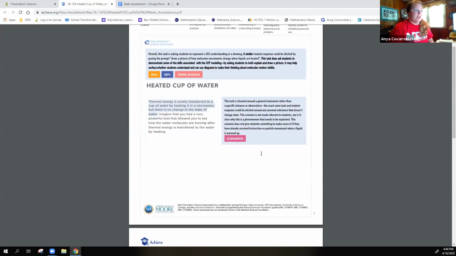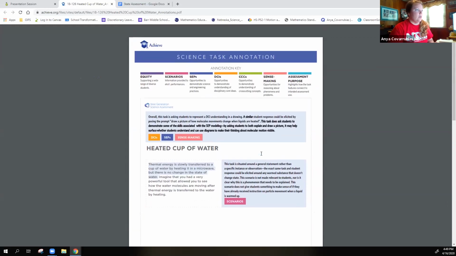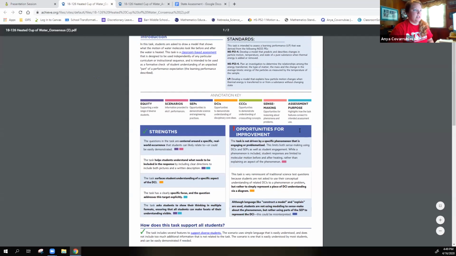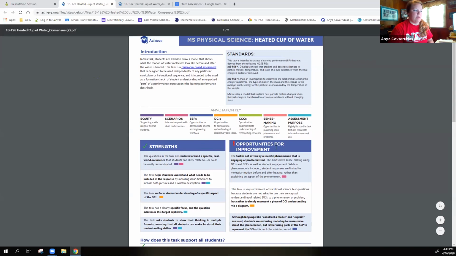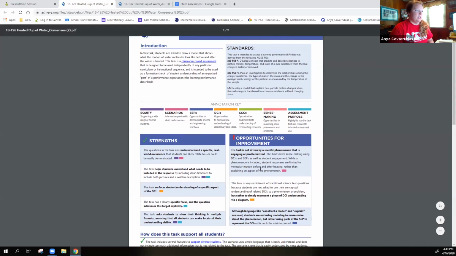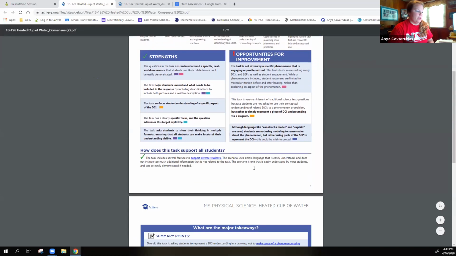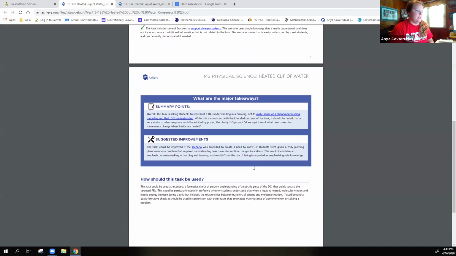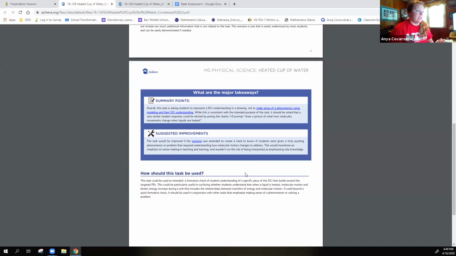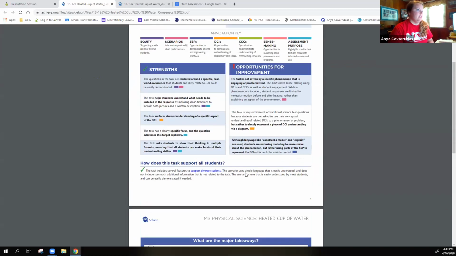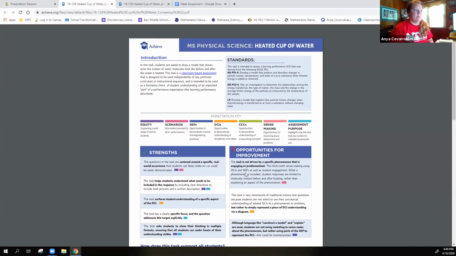And so after you get done looking at your task, we're going to have you click on your grade level task analysis. And this document is actually going to show you the strengths and your opportunities for improvement. So you can kind of go through those and look how it supported all students, some summary points, and how this task should be used. And so there's lots of examples on this website. And so we just want to give you a few minutes to dive into one that is for the grade level that you are involved with.